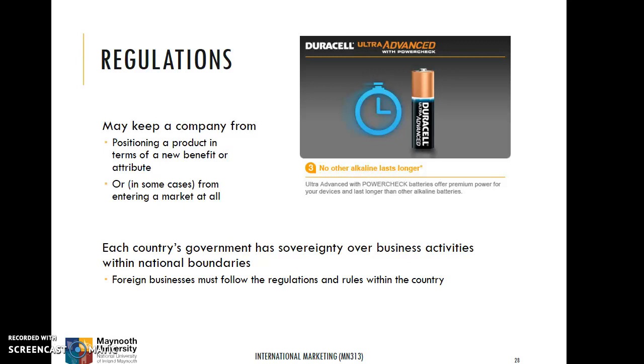Regulations may keep a company from positioning a product in terms of a new benefit or attribute. So, is it vegan certified, lactose regulated? Does it adhere to those particular thresholds, and what is categorized for that certification? Extremely important. It may keep a company, in some cases, from entering a market at all. Maybe it is too intense and too time consuming and too costly to live up to that. Each country's government has sovereignty over business activities within national boundaries, so foreign business must follow the regulations and rules within the country that they come into.